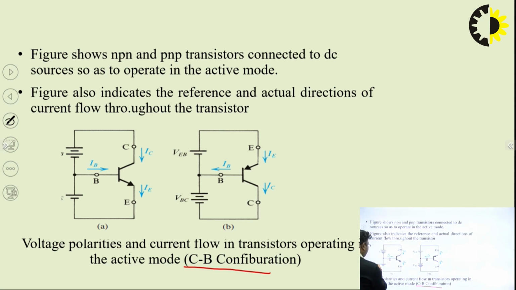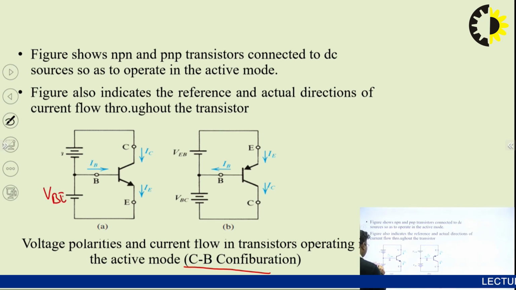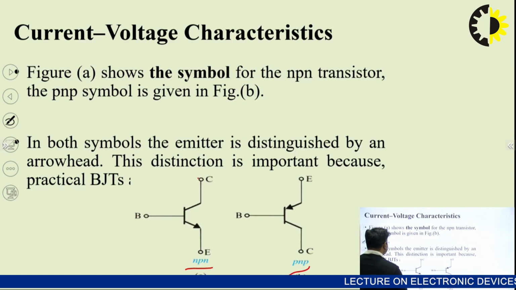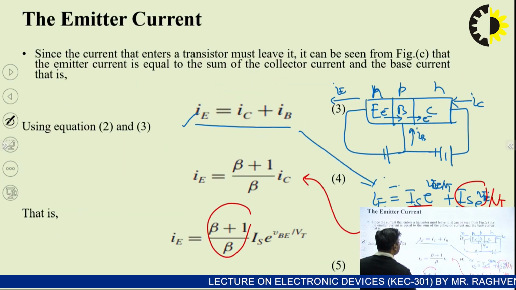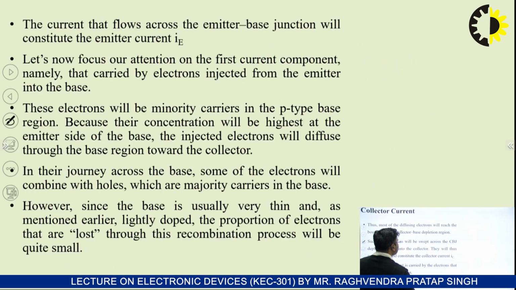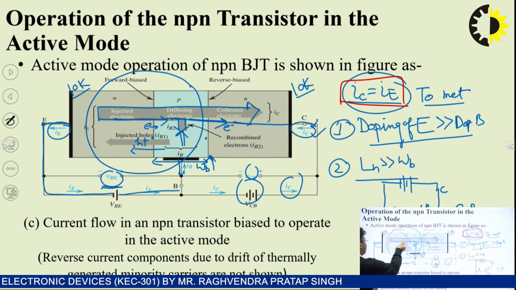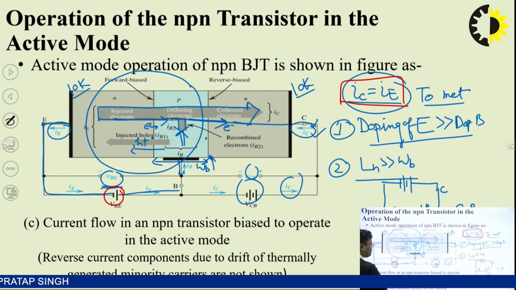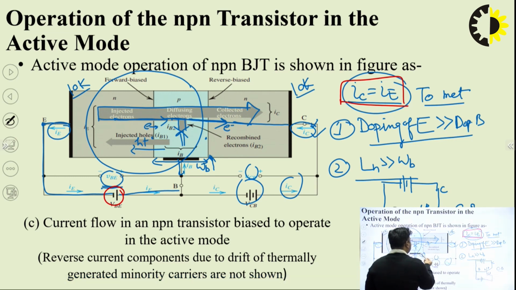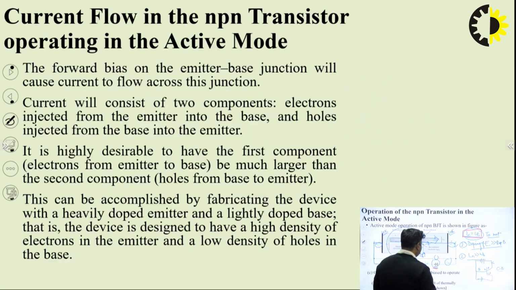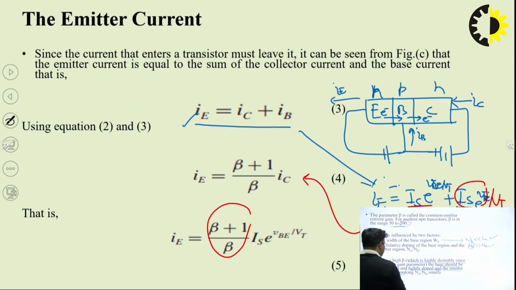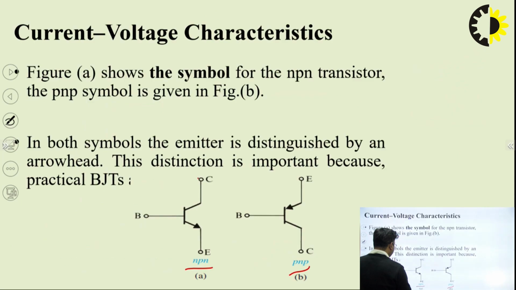So this is VBE. In active mode, the emitter to base junction is forward biased by applying VB in this fashion, and the collector to base junction is reverse biased by applying a battery in this fashion. The positive terminal of the battery is connected at the collector terminal, the negative terminal to the base. This is VCB. The same is drawn here with the symbolic representation of BJT.